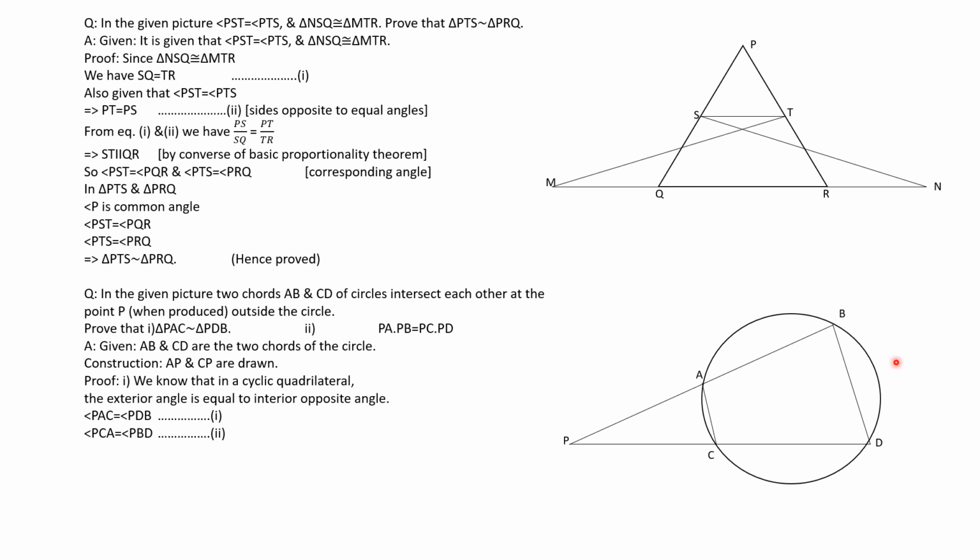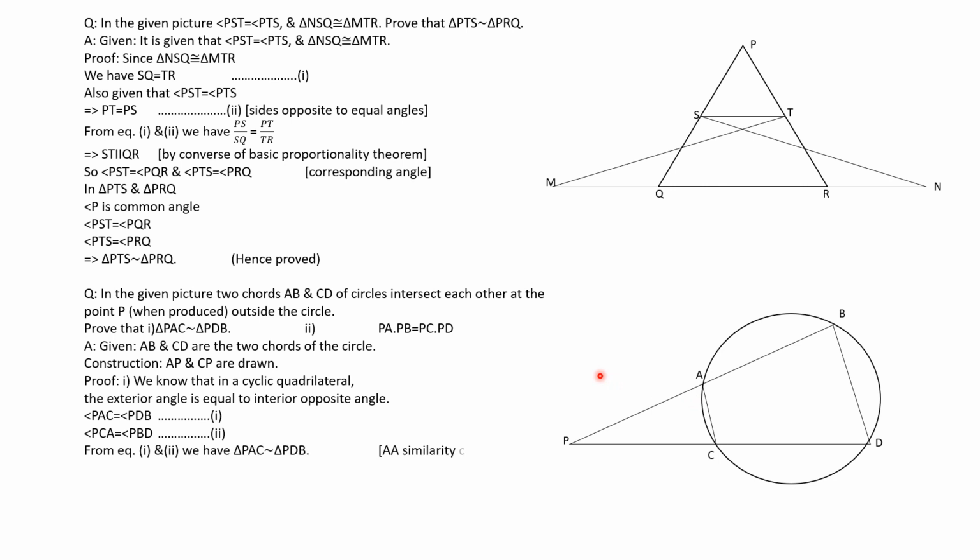For a quadrilateral, if all four vertices touch the circle, then we can say that this is a cyclic quadrilateral. And in case of a cyclic quadrilateral, the exterior angle here, PCA, is the exterior angle. This angle is equal to angle B, and angle PAC, this angle, is equal to angle D.